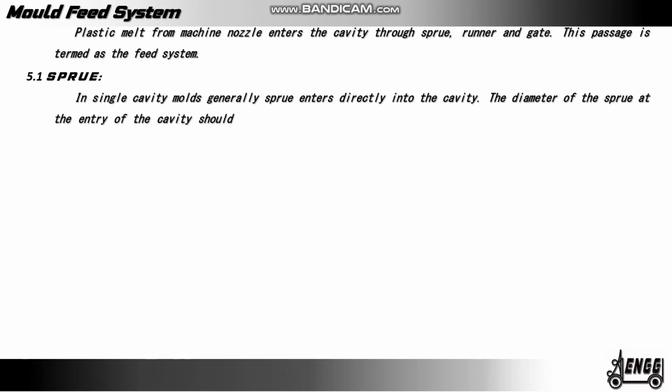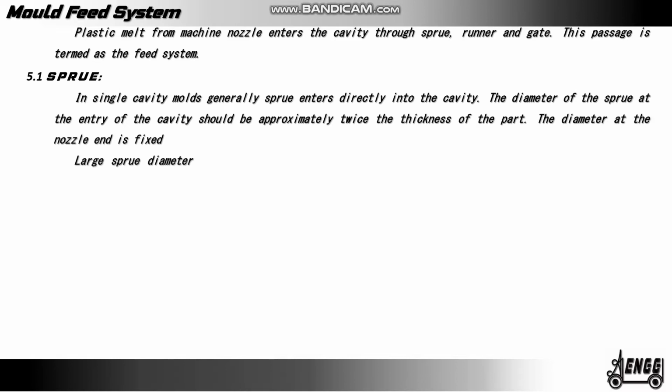Sprue. In a single cavity mold, generally the sprue enters directly into the cavity. The diameter of the sprue at the entry of the cavity should be approximately twice the thickness of the part. The diameter at the nozzle end is fixed. A large sprue diameter increases cycle time, whereas a small diameter causes excessive friction.